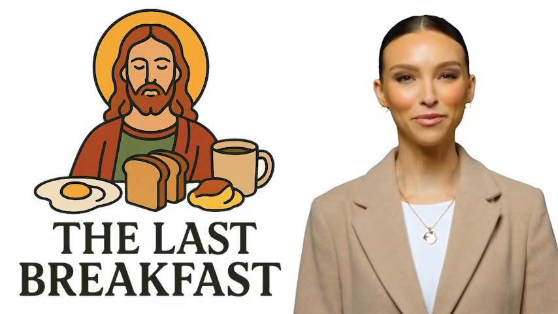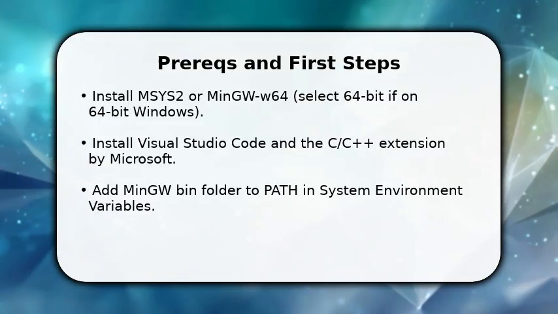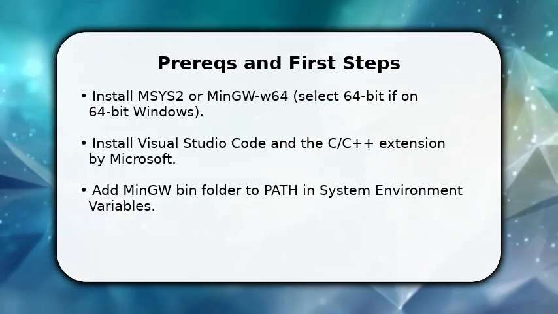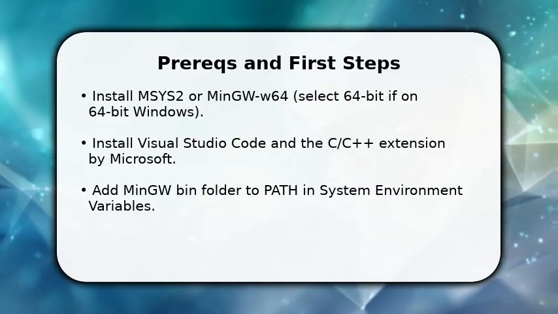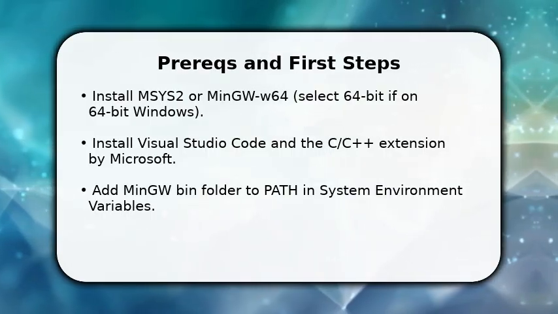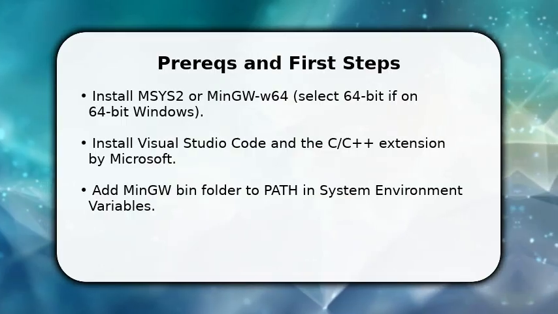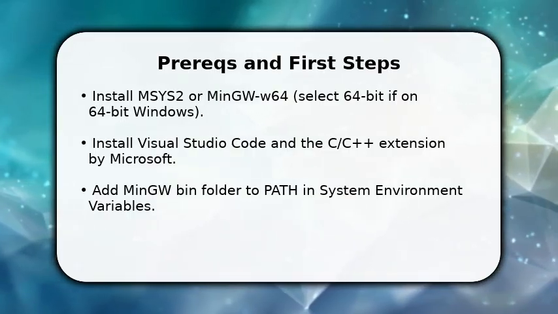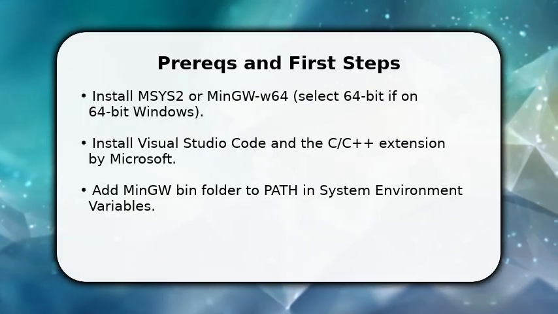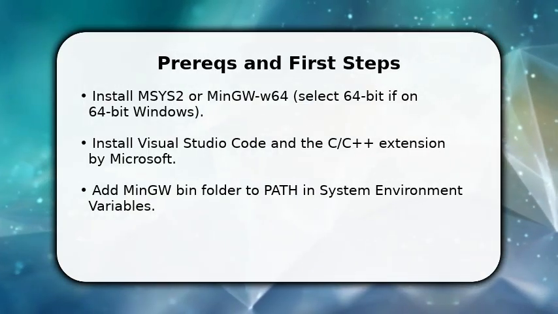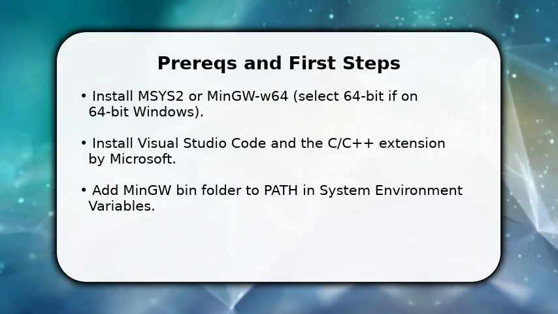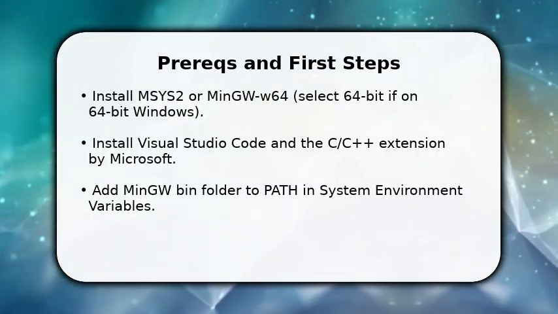You start by getting the tools, MinGW-w64 or MSYS2, and Visual Studio Code. Install the C/C++ extension so IntelliSense works. Once installed, add the MinGW bin directory to your PATH in System Environment Variables so the terminal and VS Code find GCC and G++. This ensures compilation commands run from any shell.